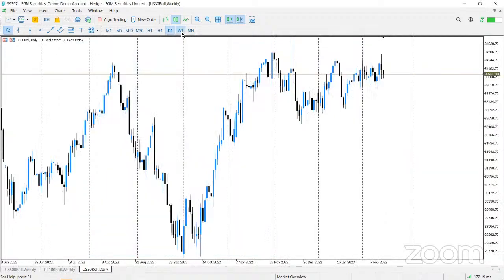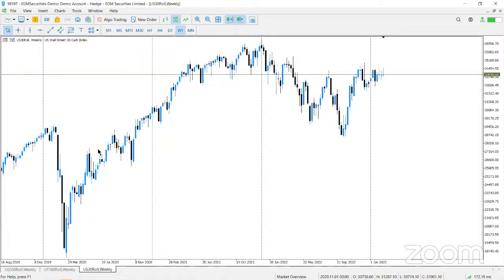One more thing: you can notice that most indices have the same sort of picture. They look the same, because you can tell this was COVID for Dow Jones, this was COVID, and then this was your easing period, and this was your tightening period, and now we are generally uncertain about where the market is going to head next.